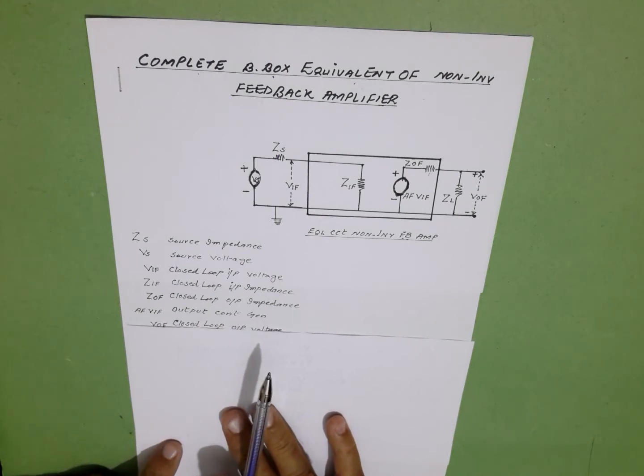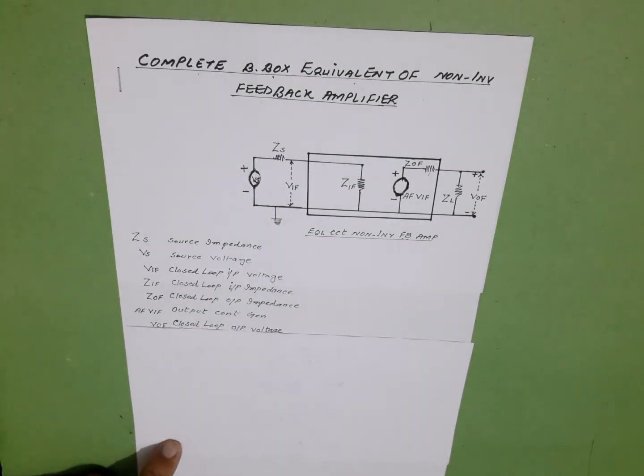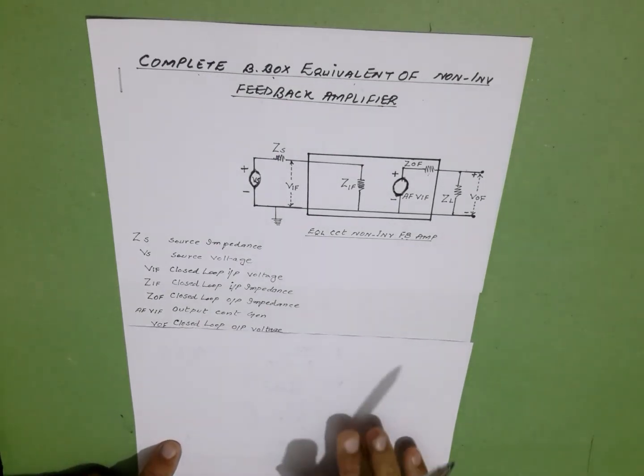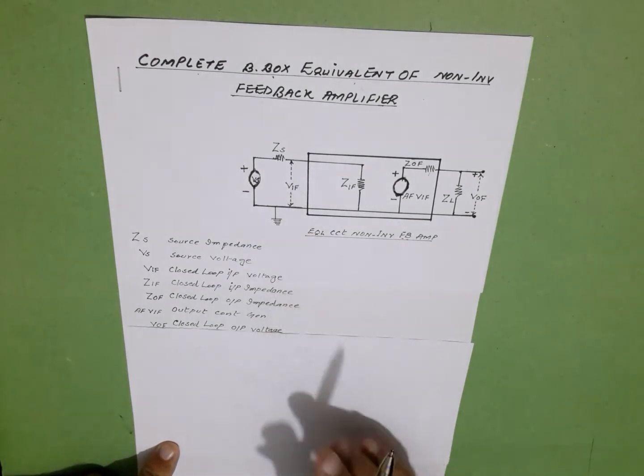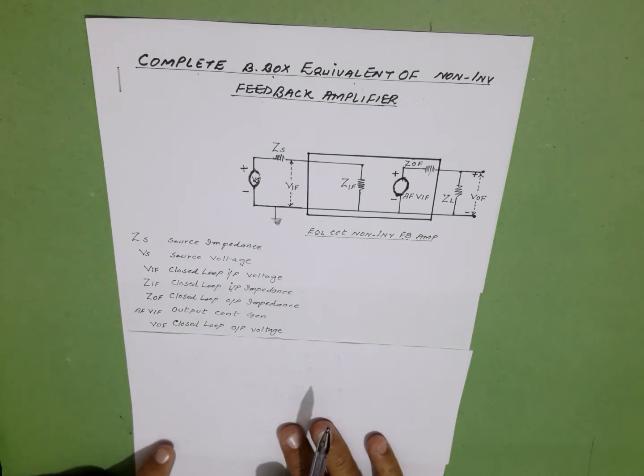We call it closed loop. Why? Because when the loop is closed, there is feedback given. Therefore, this F indicates feedback. The loop is closed.